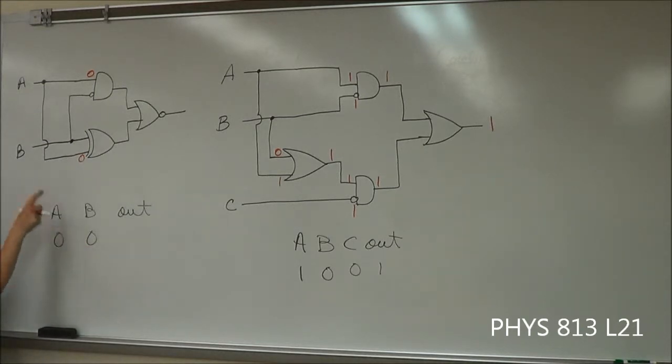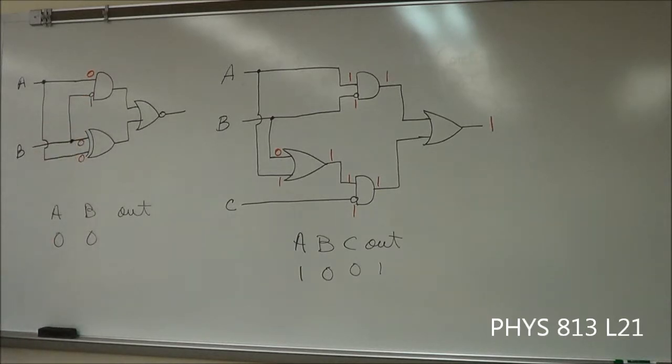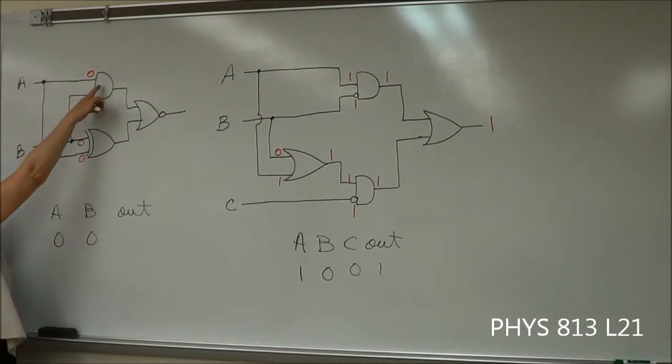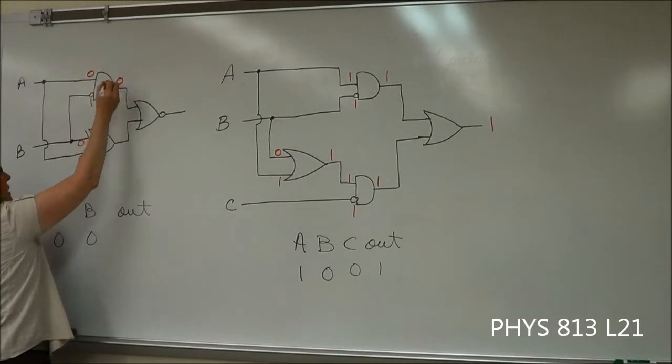B is 0, so B goes across here to 0. It also goes here and up to this one, but this NOT means that it's not 0, so it's a 1, so I'll put it underneath there. Then we can look at our AND gate with 0 and 1. AND with 0 and 1 is a 0.